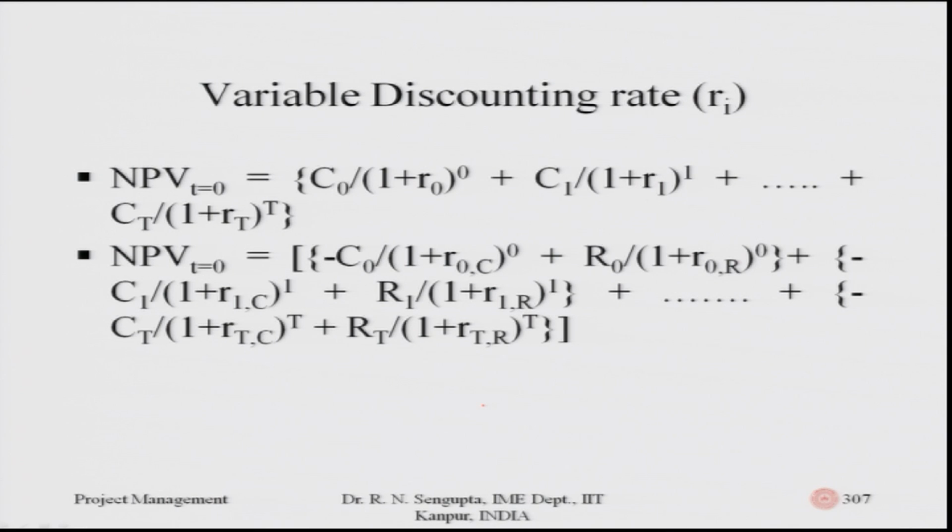the interest rates for the inputs and outputs, demand and supply, are different. So, here you see R suffix 0 comma C for the outflows, or R suffix 0 comma R for the inflows. Based on that you calculate the value minus C0, then minus C1. The minus sign is here, then minus Ct till the last term, and these are plus R0, plus R1 till the last term, which is Rt.